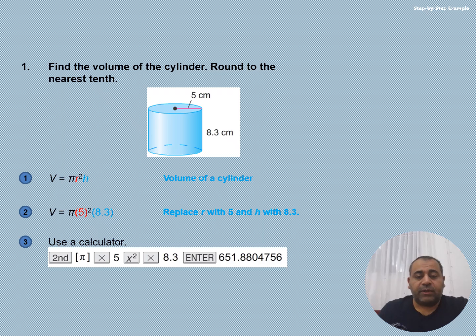How do we find the answer? It's 651.880 and so on. No, I do not take all these decimal places. The question says round to the nearest tenth, so I take only one decimal place. I have 8, but after 8 I have another 8, so my result is 651.9. This is the answer. Next example.